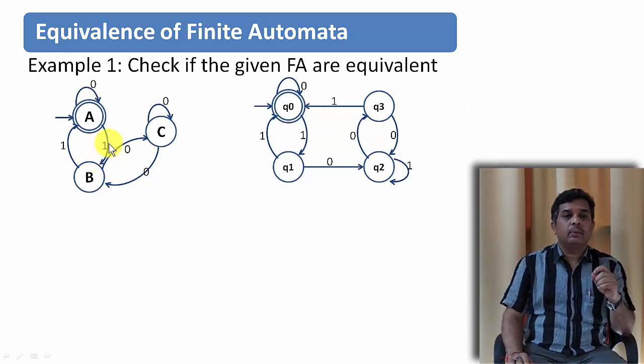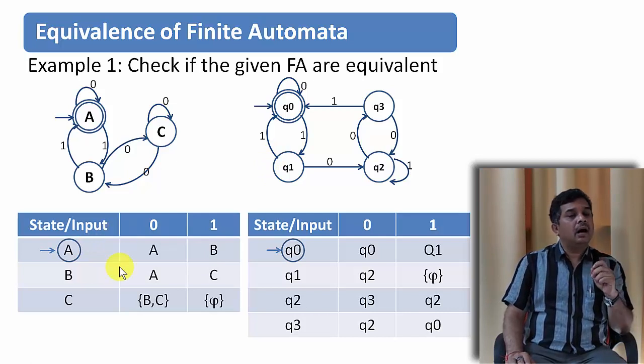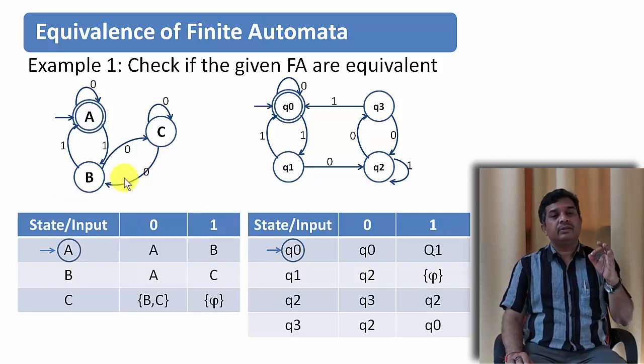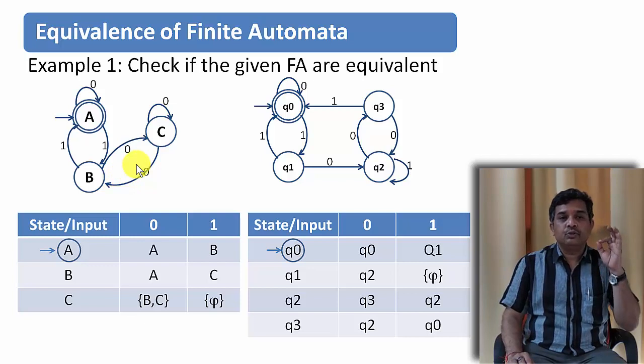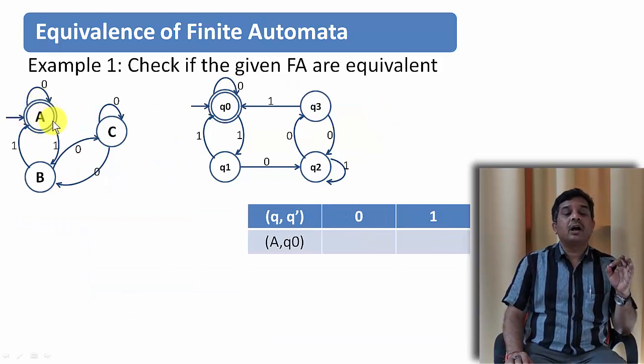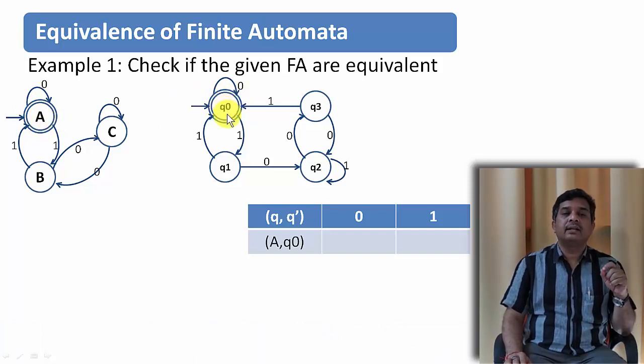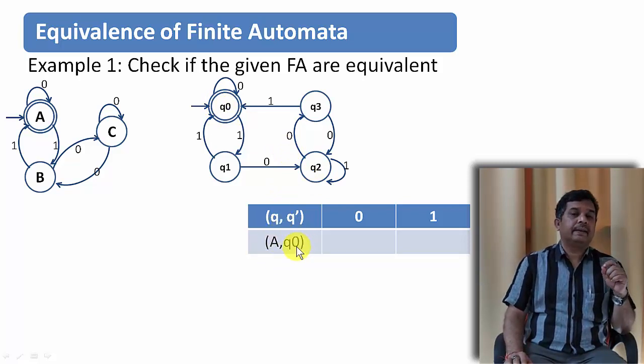Here are two finite automata given. Let us say this is M and let this be M1, and the corresponding transition tables are also given. We are interested in checking whether these two finite automata are equivalent or not. As you have seen in the rules, we have to start with the starting state. In machine M, the starting state is A, and in machine M1, the starting state is Q0. So I'm writing here A, Q0. This is my starting state.